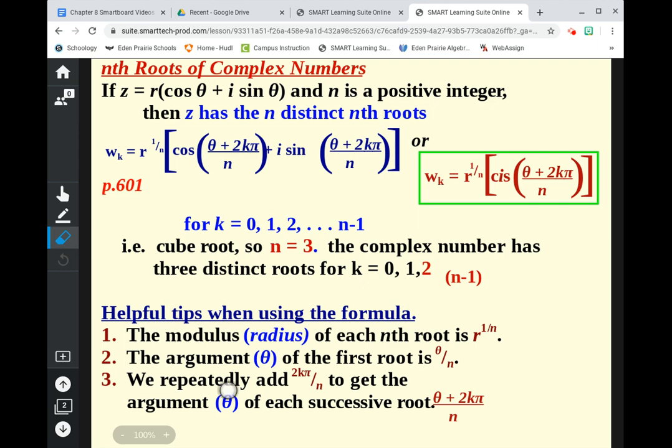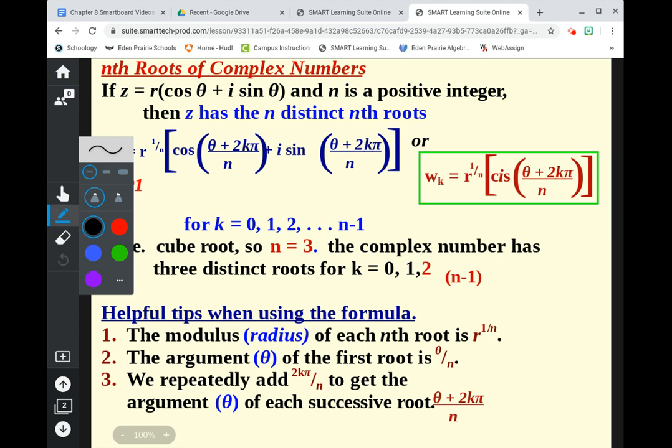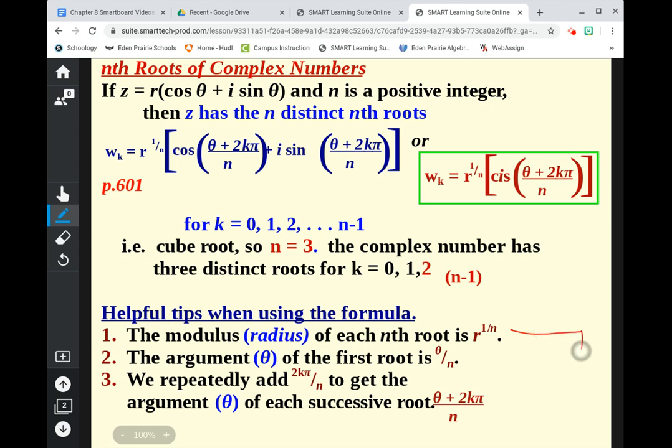Then we repeatedly add 2k pi over n to get the argument theta of each successive root. You already have the 0, and then you get 1 and 2. You're going to keep on adding this. I call this home plate. Now, you're going to have to listen very closely here, because I've made this up. It's called home plate. This is what you can make every single time. It represents what you're going to repeatedly add every time.